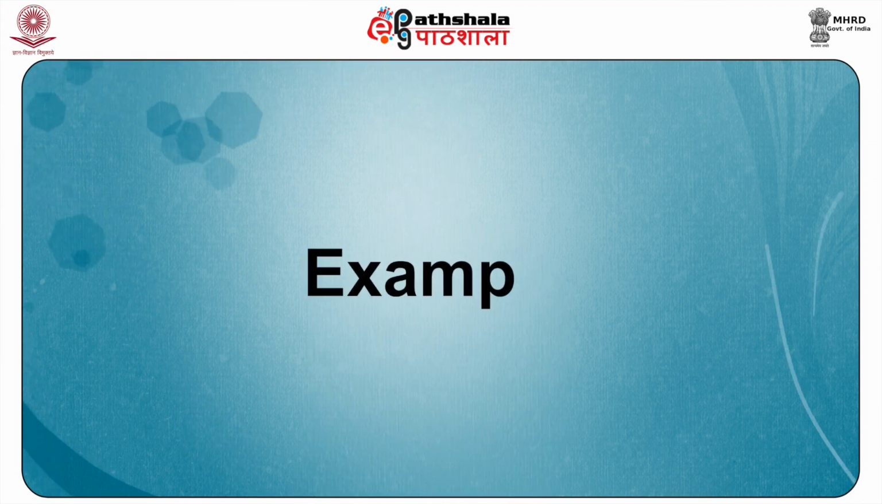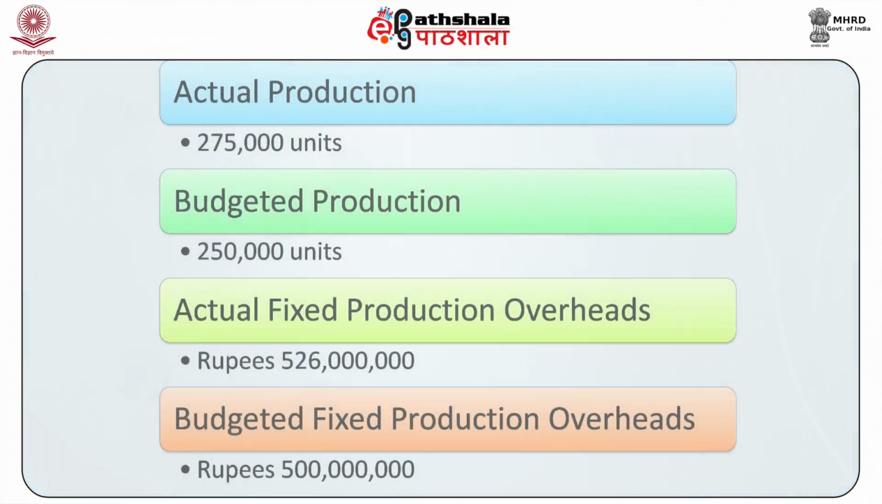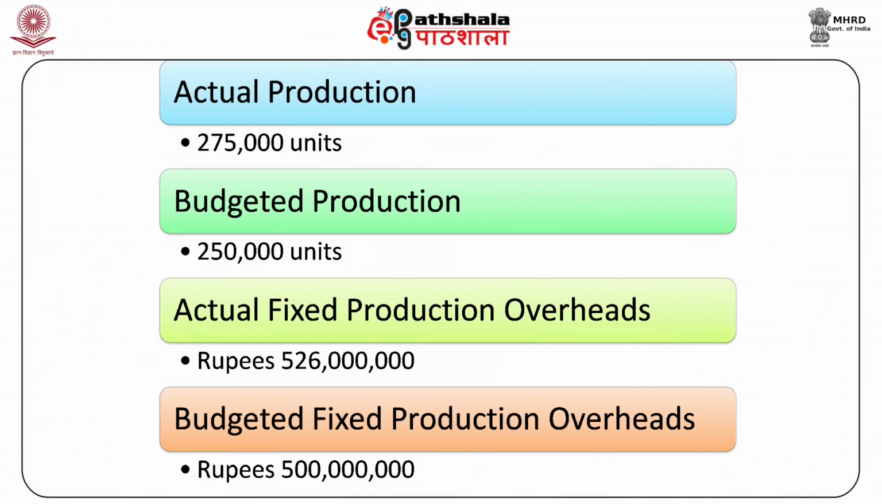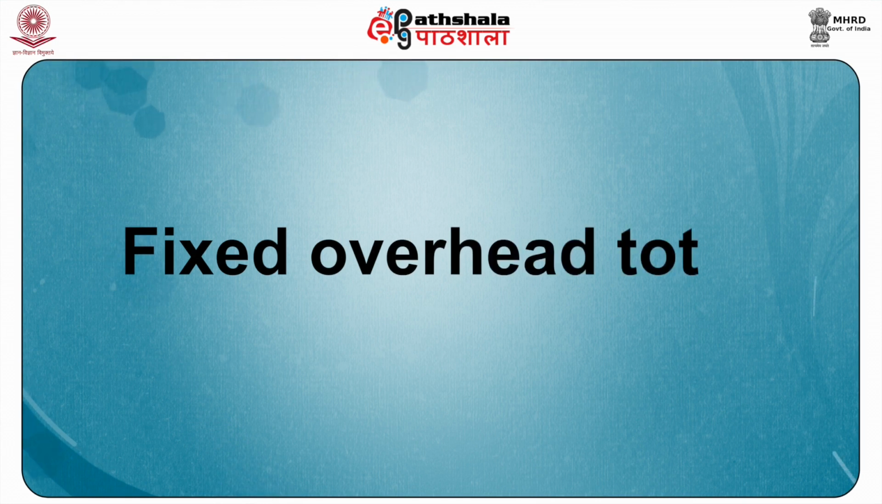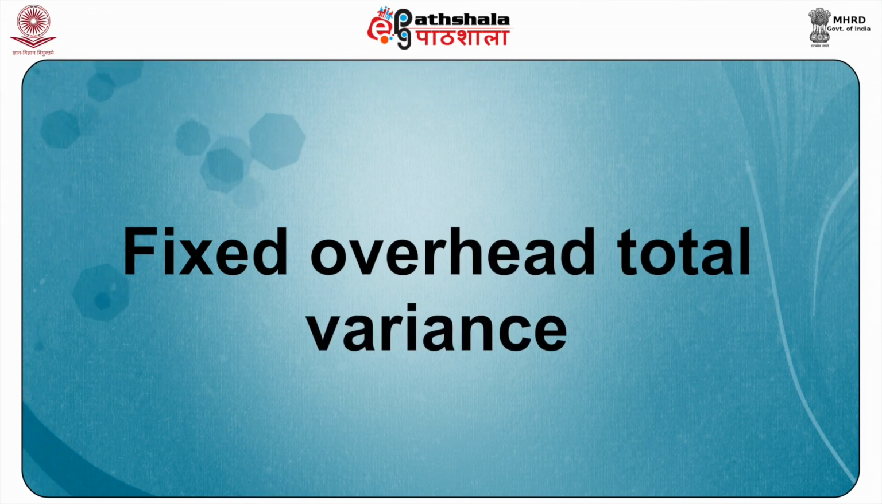Let us understand this concept with the help of an example. A manufacturing company is involved in the production of automobiles. Information from its last budget period is as follows. Actual production 2,75,000 units. Budgeted production 2,50,000 units. Actual fixed production overheads 52 crore 60 lakh rupees. Budgeted fixed production overheads 50 crore rupees. We now have to calculate the fixed overhead volume variance and fixed overhead expenditure variance.